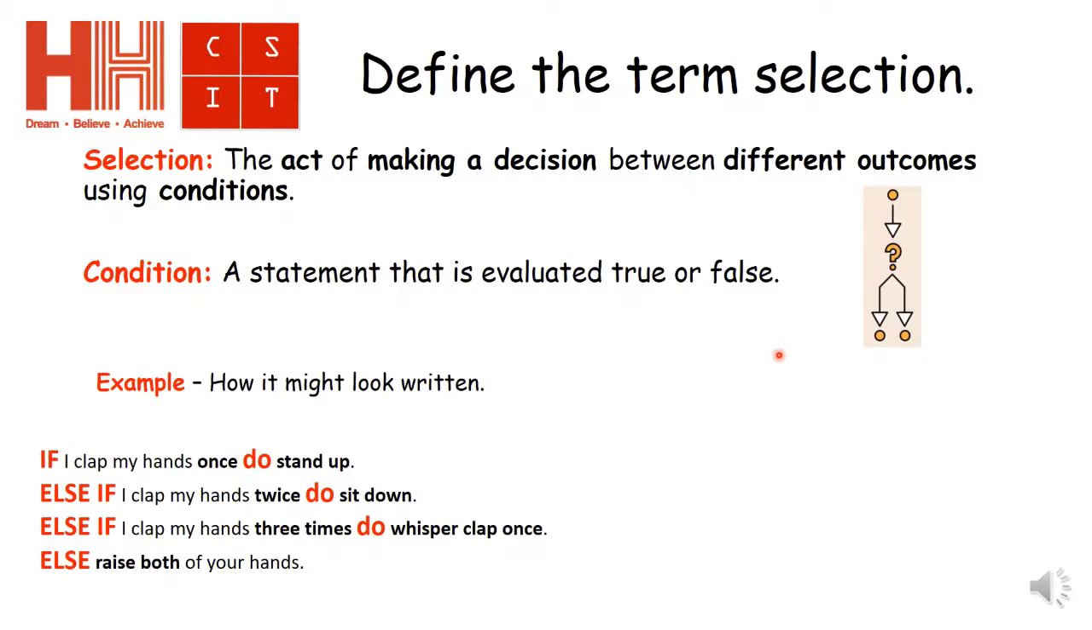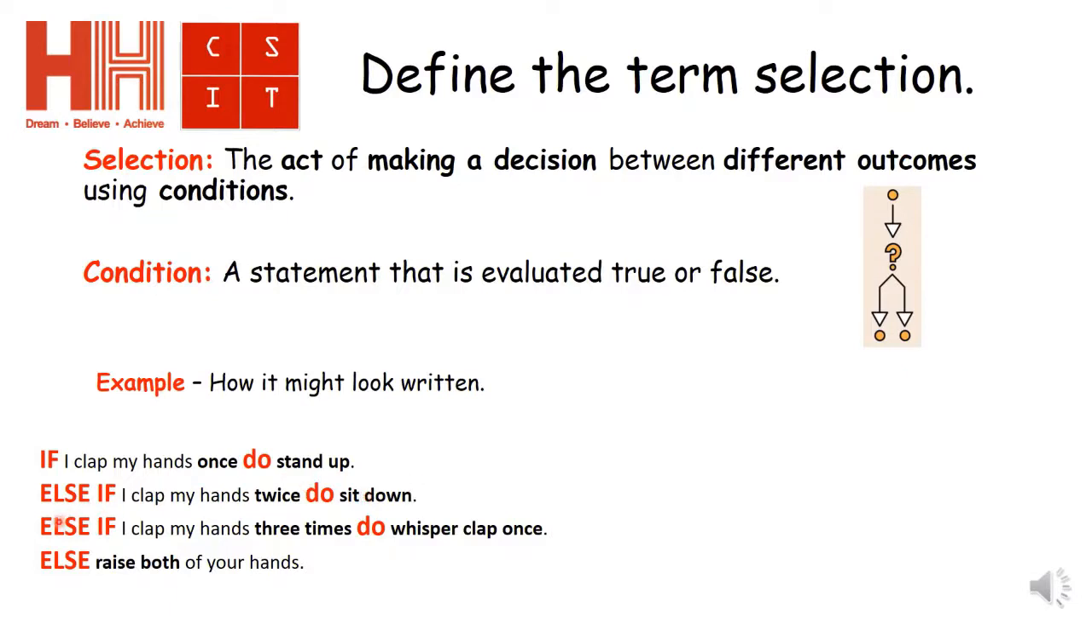An example of how this might look if we were to write it down: I start with if I clap my hands once, then the action or the outcome would be to stand up. The condition in this case is clapping my hands once. We can then add another condition in. In this case, if I clap my hands twice, the second outcome is to sit down.